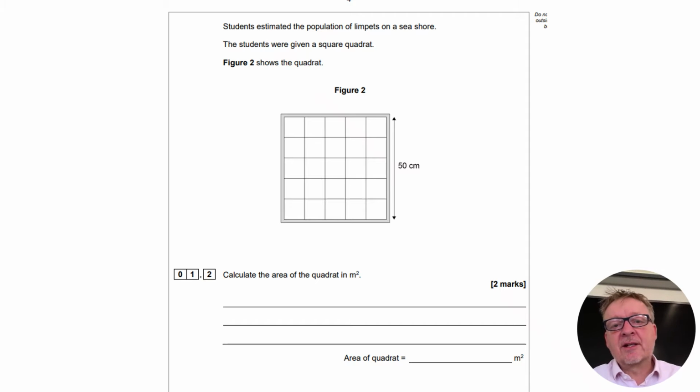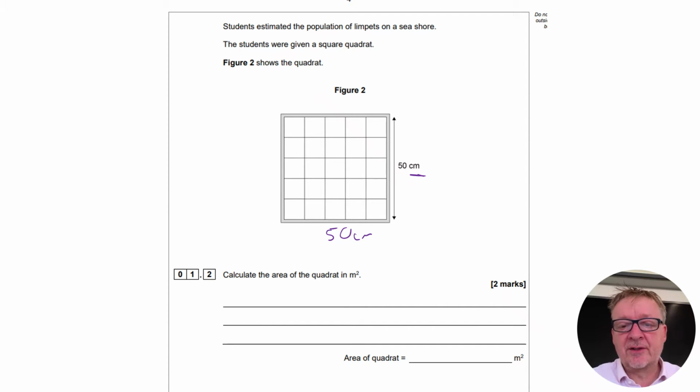Students estimated the population of limpets on the seashore. That sounds like a nightmare, right? The students were given a square quadrat. So there we go, it's 50 centimeters by 50 centimeters. Calculate the area of the quadrat in meters squared.